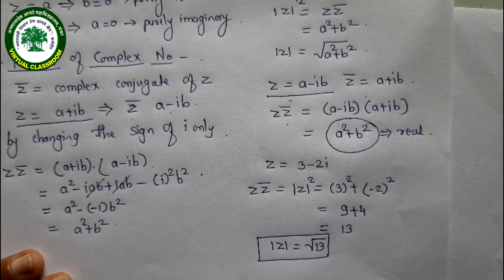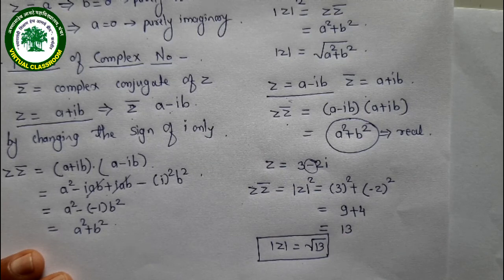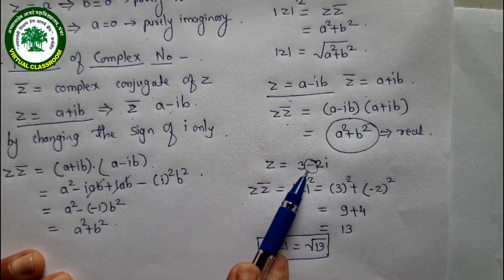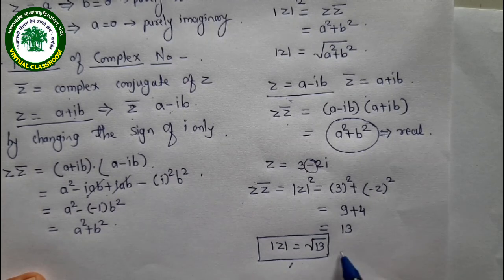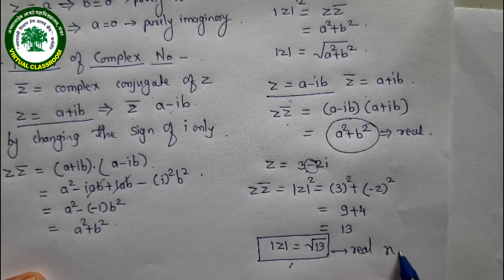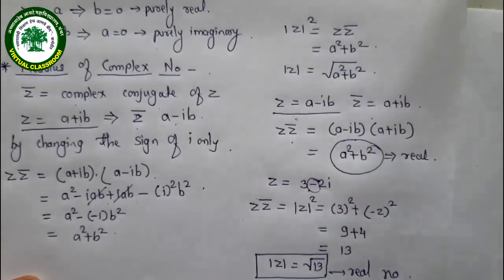So it is immaterial whether our complex number has a positive sign or a negative sign, its corresponding modulus is always a real number. There is no presence of i. That is one of the properties of the complex number.